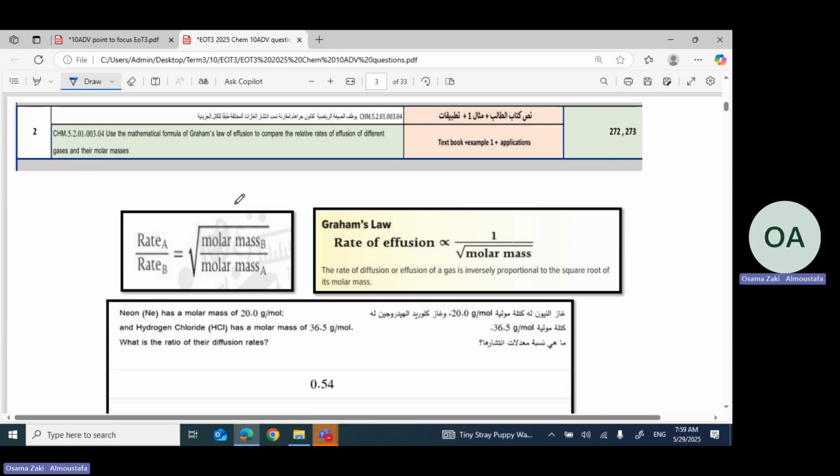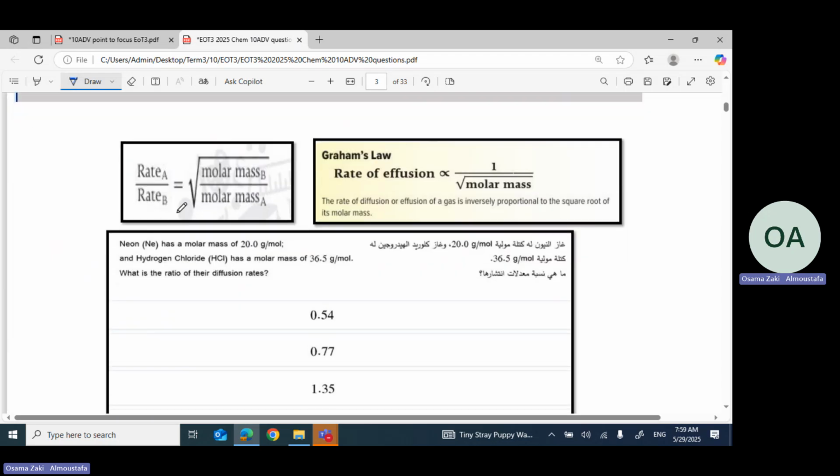Question number two, use the mathematical formula of Graham's law of effusion to compare the relative rates of effusion of different gases and their molar masses. So this is the formula: rate A over rate B equals square root of molar mass B over molar mass A. So be careful, here we have A, B, B, A. Why? Because the rate of effusion is inversely proportional to the square root of molar mass. So that means if the molar mass increases, the rate of effusion decreases.